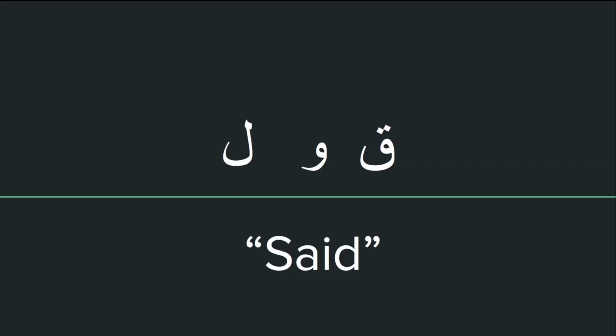Alright, that's everything for kana. Now we'll move on to said in Arabic. How do we say said? It turns out that the root letters are qaf, waw, lam. And so is this going to be a regular verb? No, it's going to be irregular because again we have this waw at the center.